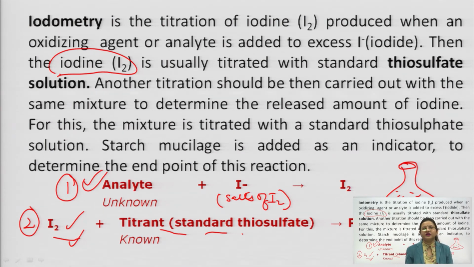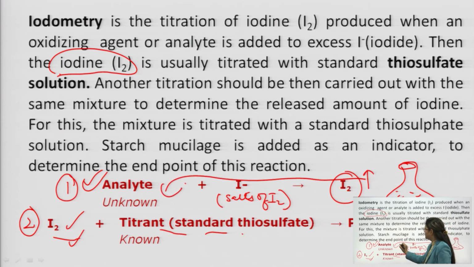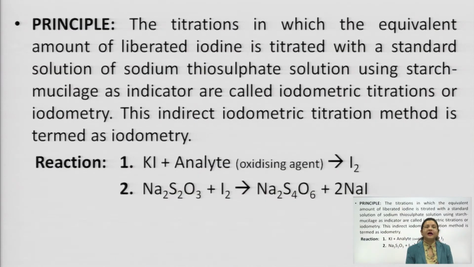And this liberated amount of iodine is stoichiometrically equivalent to the concentration of the analyte which is present in the sample. For this, the mixture is titrated with standard thiosulfate solution, and starch mucilage is added as an indicator to determine the end point of the reaction. That's our iodometric titration. Now we can go through the principle once again.